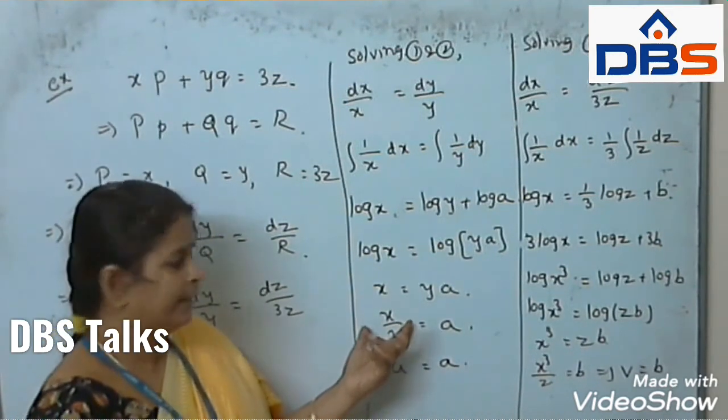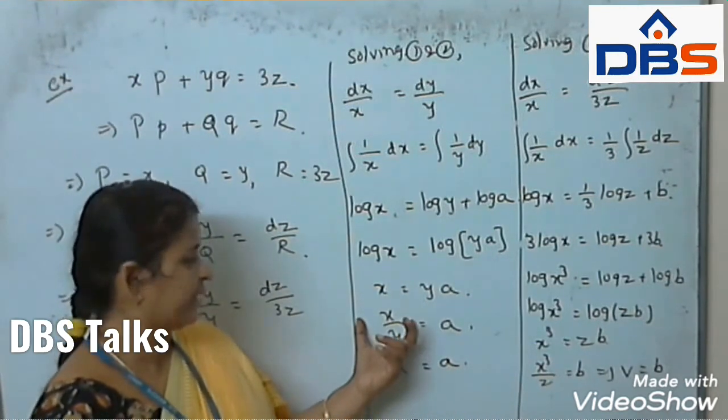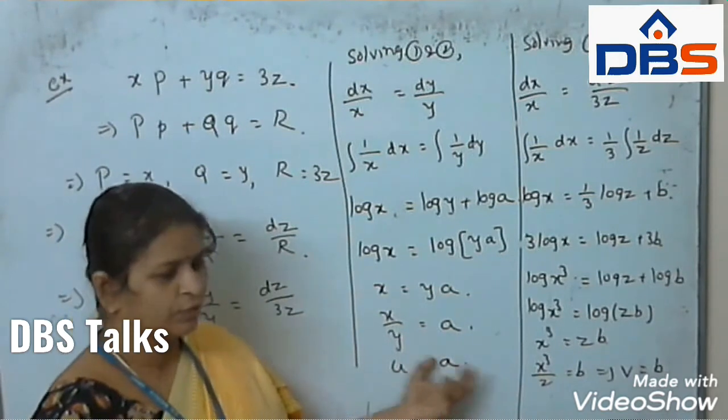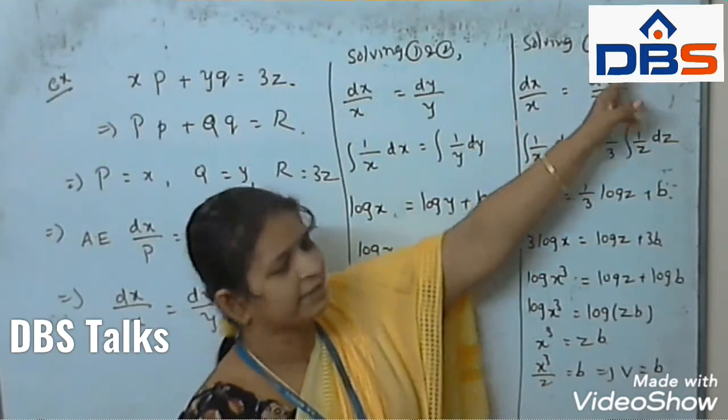So let u equal to a. So name the function x by y as u. So u equal to a. This is a function of x, y. Next we can solve 1 and 3 or 2 and 3, any two ratios.